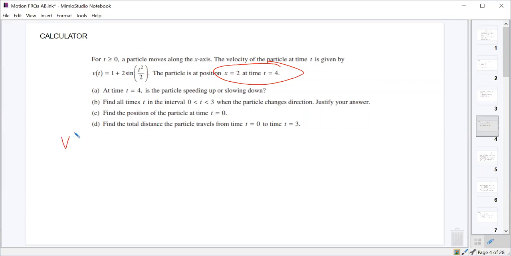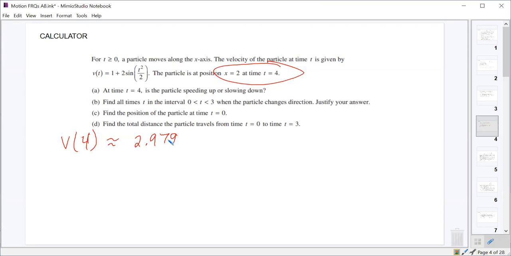Okay, first off, velocity at 4. What's the velocity at 4? Somebody else had the answer to this because you all did this. What is the velocity? 2.979. People agree with that? Good enough for me. All right.